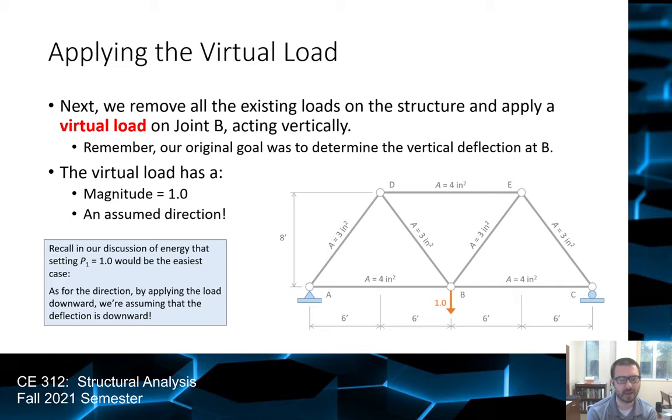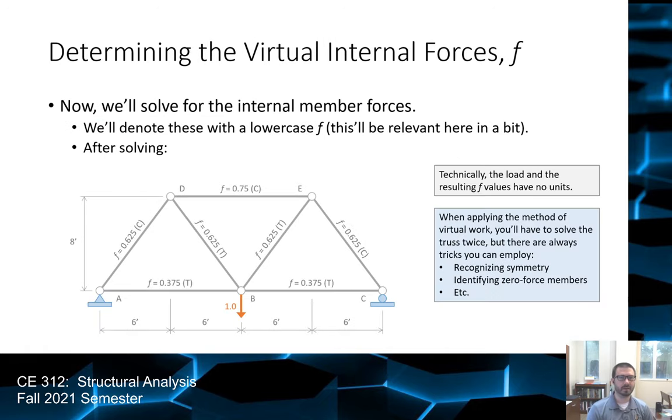And if it's deflecting upwards, I think you can probably guess what's going to happen, but it's not the end of the day. You can pick a direction, and if you get your assumption incorrect, it's pretty easy to figure out. It has a magnitude of 1 and an assumed direction. We determine our internal forces. We analyze the truss again, and we denote those with a lowercase f, again, because we plug those into the formula that we're going to see.